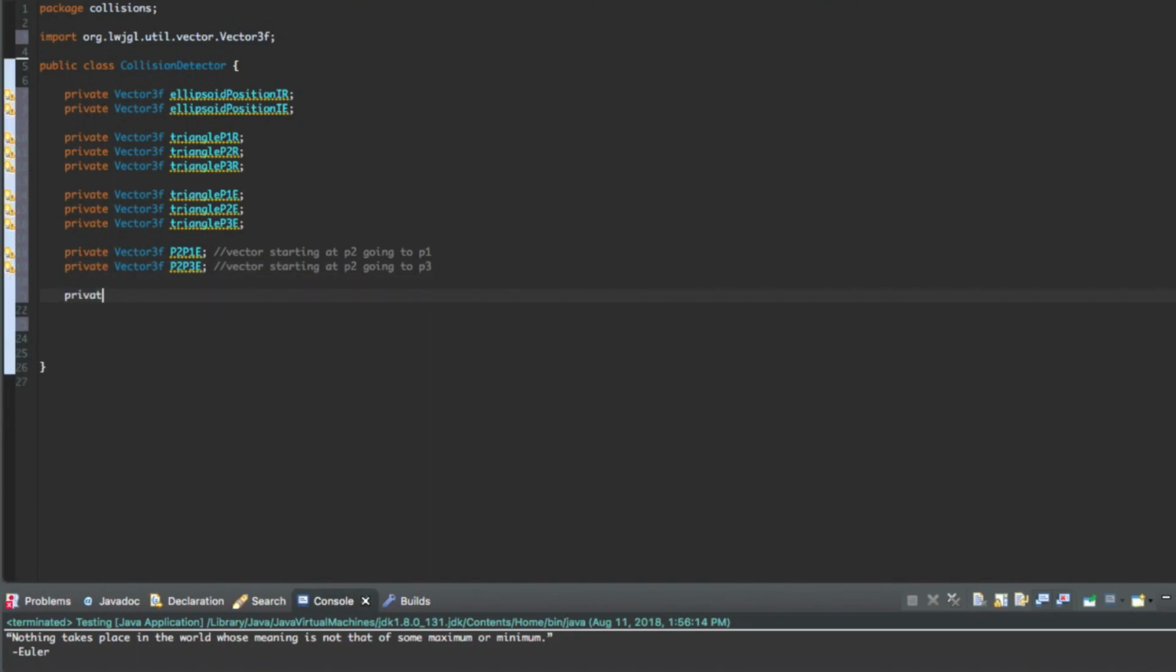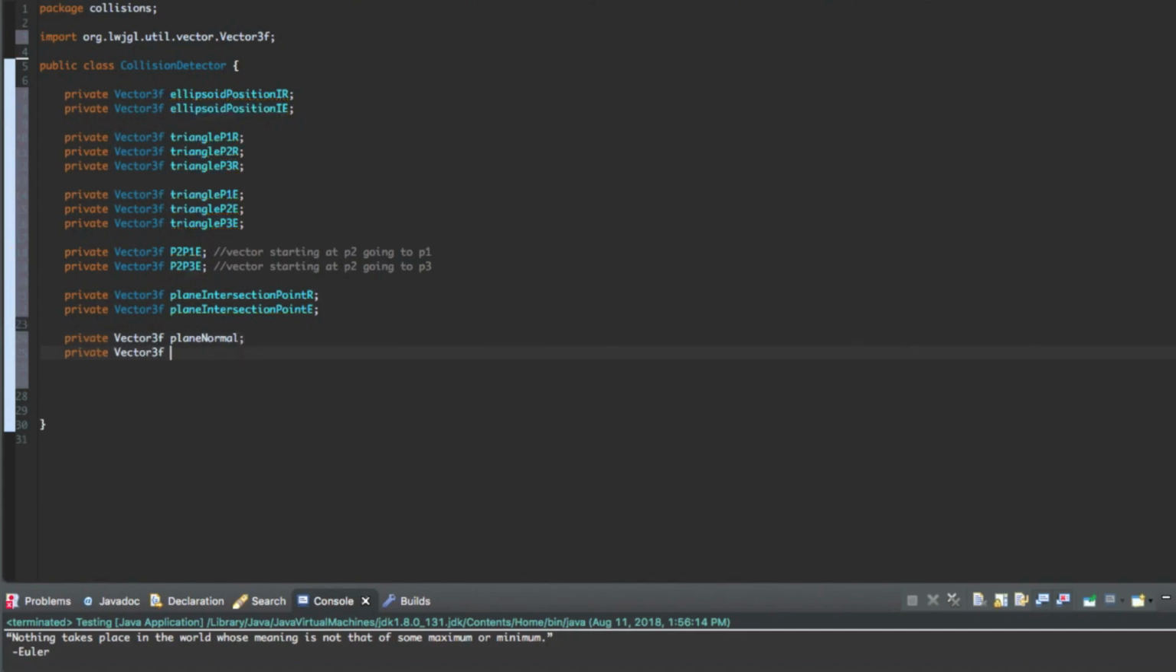Next, we will need some more vectors, and these are going to represent the plane intersection point in both real space and E space. These are the points at which the sphere or ellipsoid actually intersects the plane. Next, we're going to need a vector for the plane normal I was talking about before that we'll get from those edges. And we will also need another vector for the plane unit normal. That will just be the plane normal that's been normalized and has a magnitude of 1.